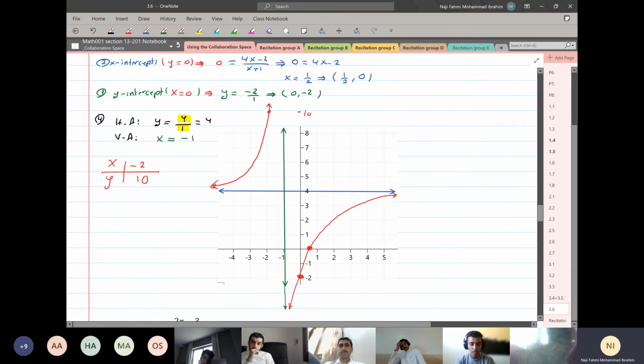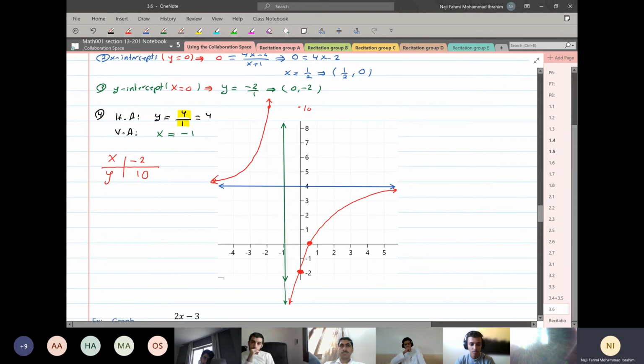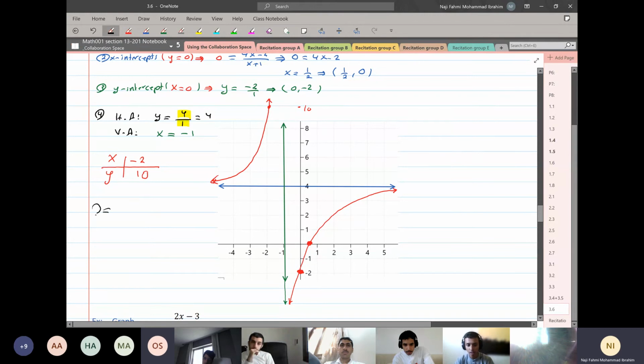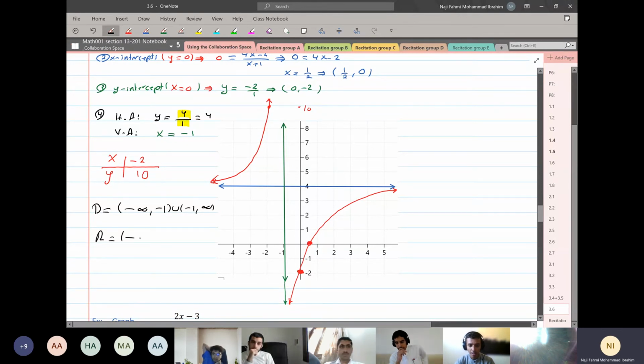Now from this graph, Shabab, can anyone tell me what's the domain? All the numbers except -1. Except -1. And the range? All the numbers except 4. All real numbers except 4.